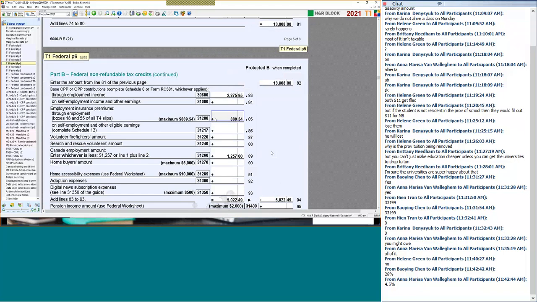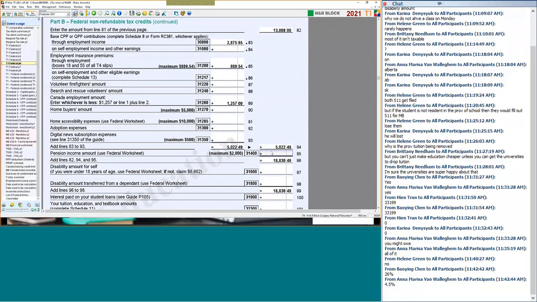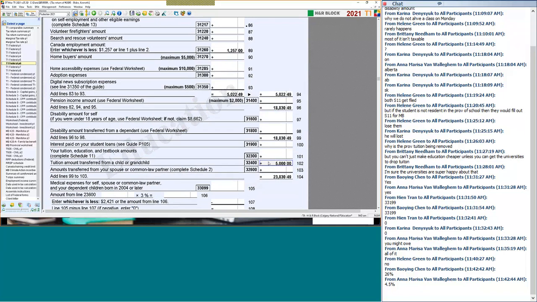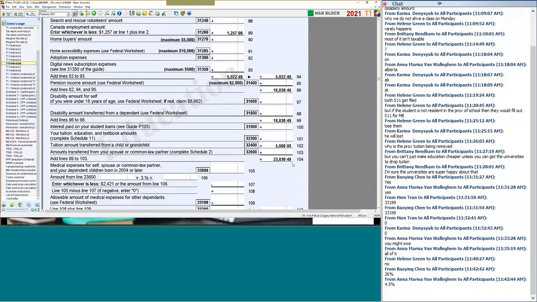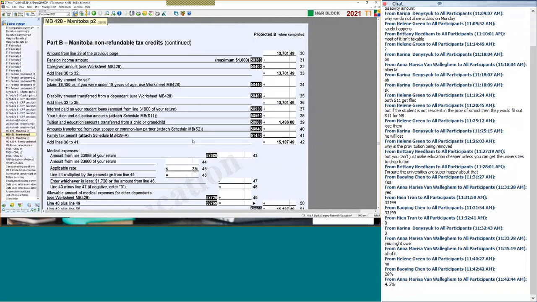CPP, EI, Canada employment amount. And then tuition amount transferred from a child. So 32400, that's where the tuition amount is federally going to be transferred. Okay. And then provincially, I'll show you the same thing is going to happen provincially, but smaller. So provincially, he only has a transfer of $1,486 because that's all that Richard was able to transfer to him.